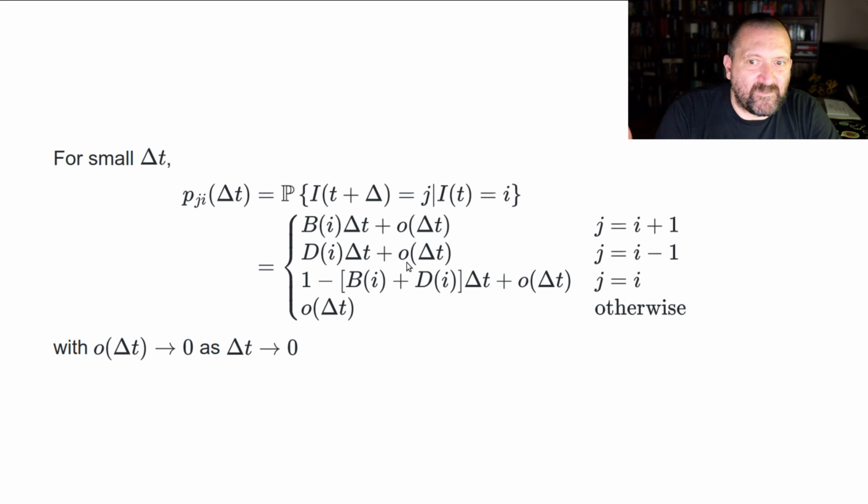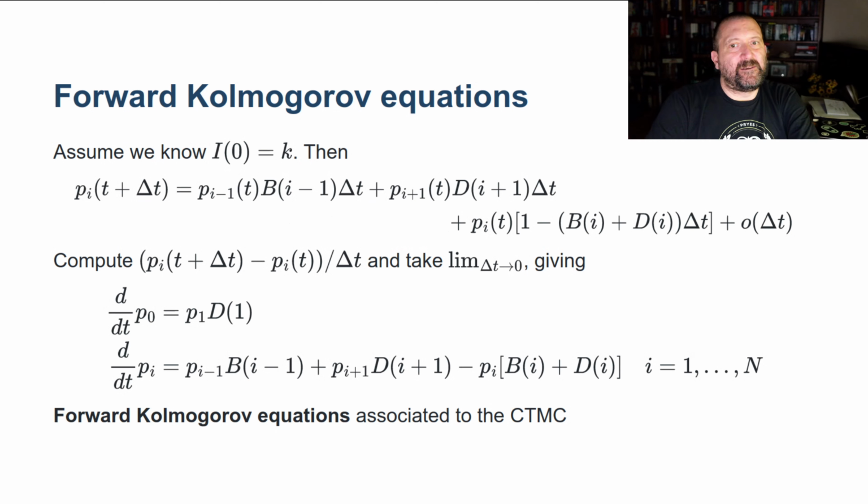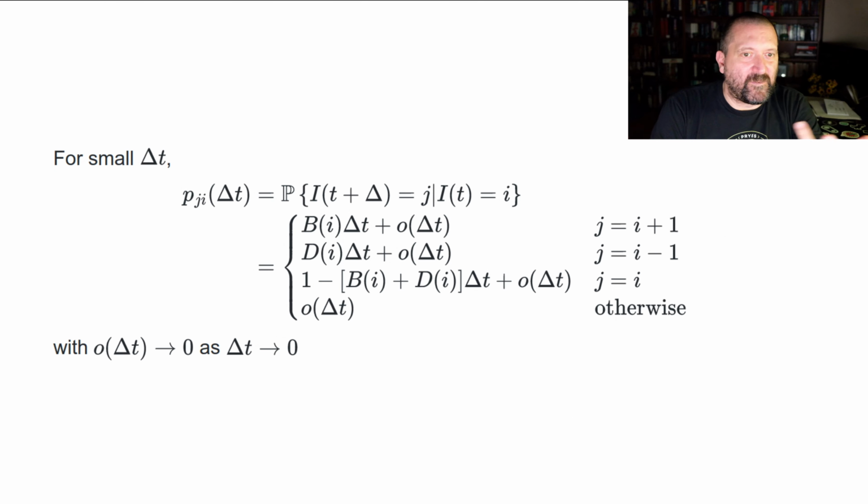Death takes me left, going from I equals some quantity to I equals that quantity minus 1. The complement is this, and the probability of something else happening is a little o of delta t, and that little o of delta t goes to 0 as delta t goes to 0. So you let delta t go to 0.